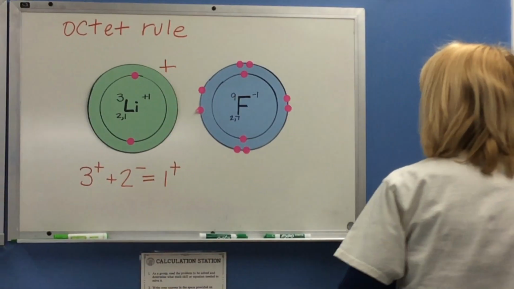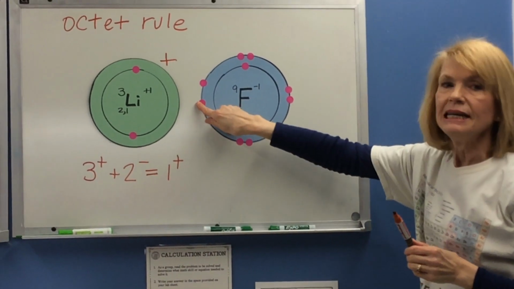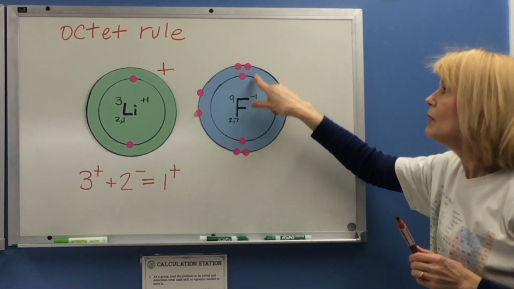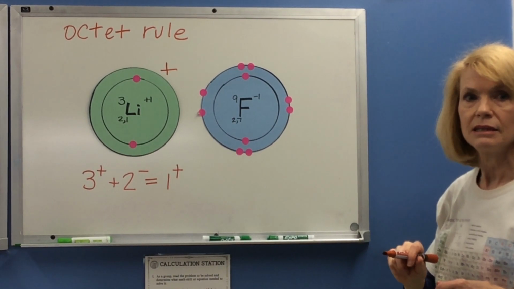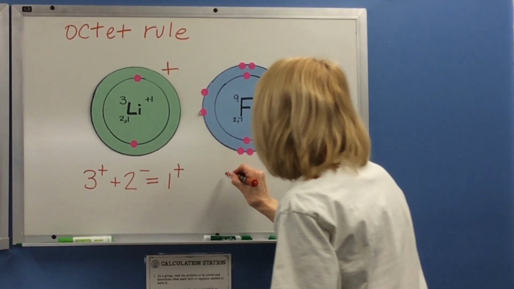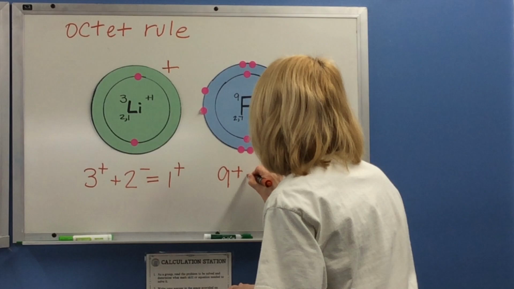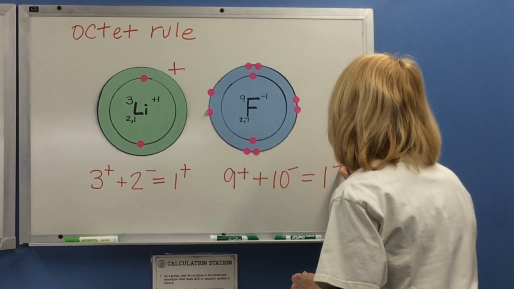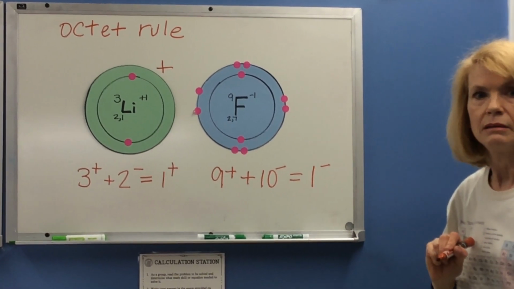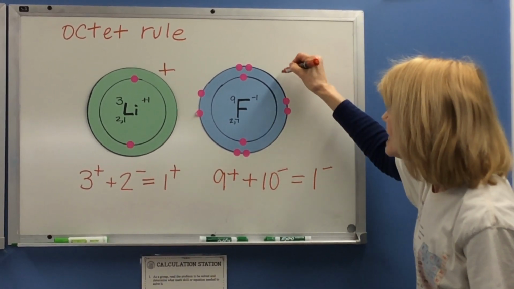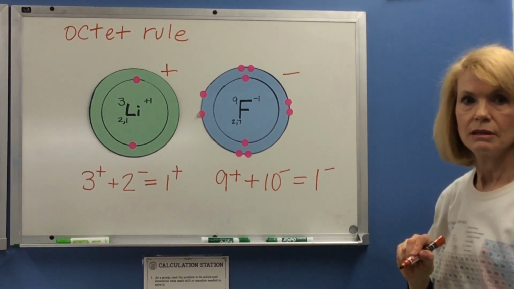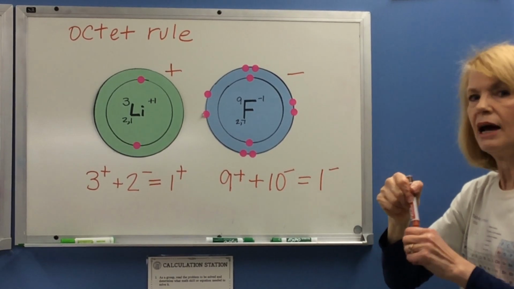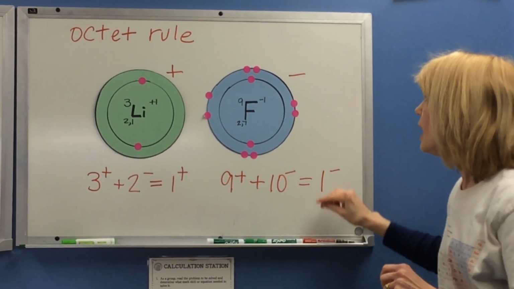Now fluorine, on the other hand, has gained an electron. It still has 9 protons, but now it has 10 electrons. So it has an overall charge of -1. So it has a negative charge. Well, it actually has a new name now. We call it a fluoride ion, but we don't have to worry about that.